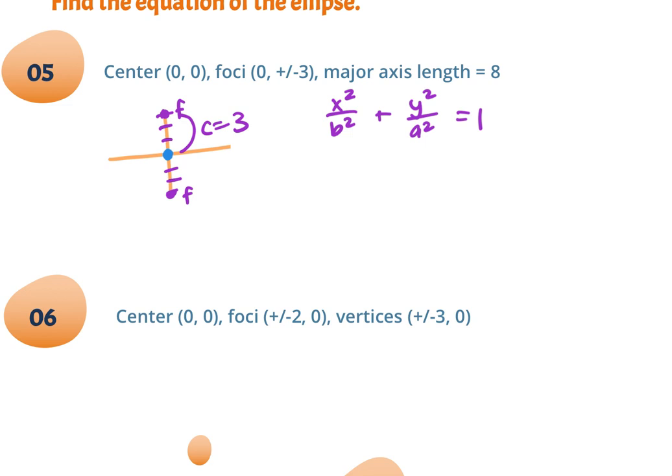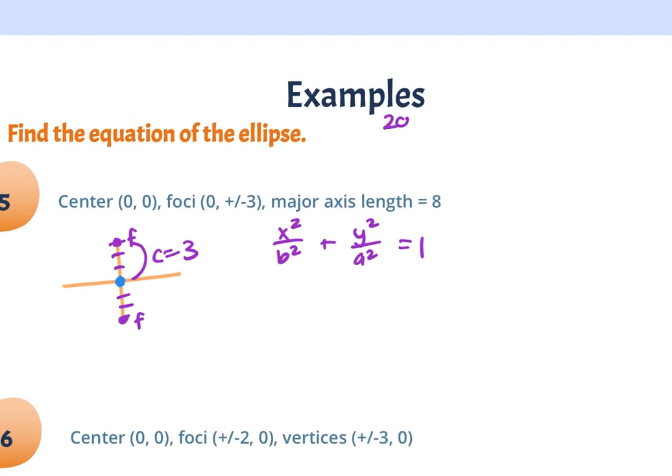No, it depends on where the foci and the vertices are. So the major is the longer one. Yep. Now it says the major axis is 8. On yesterday's notes, we said 2A is the major and 2B is the minor. So if 8 equals 2A, then A is 4.